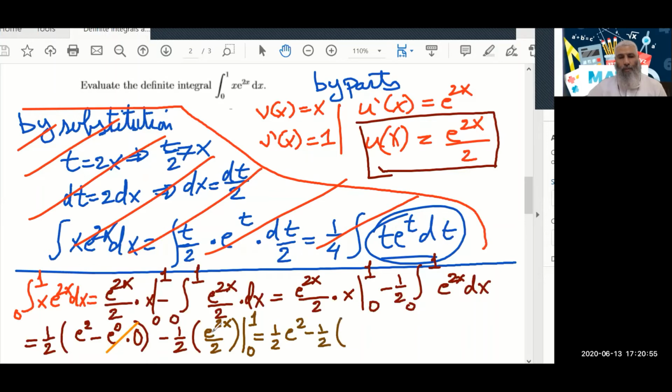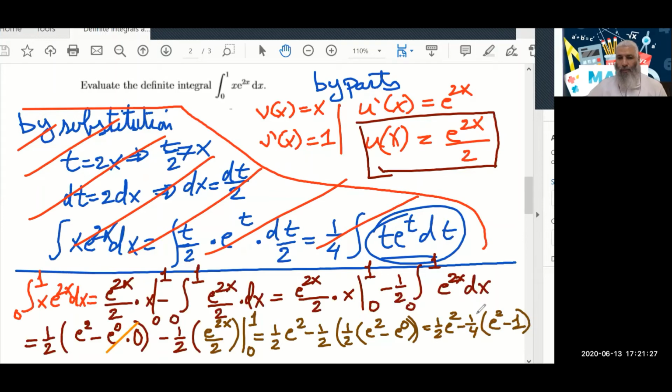Now this is again 1/2 multiplied by e power 2 minus e power 0. 1/2 e power 2 minus 1/4 multiplied by e power 2 minus 1.